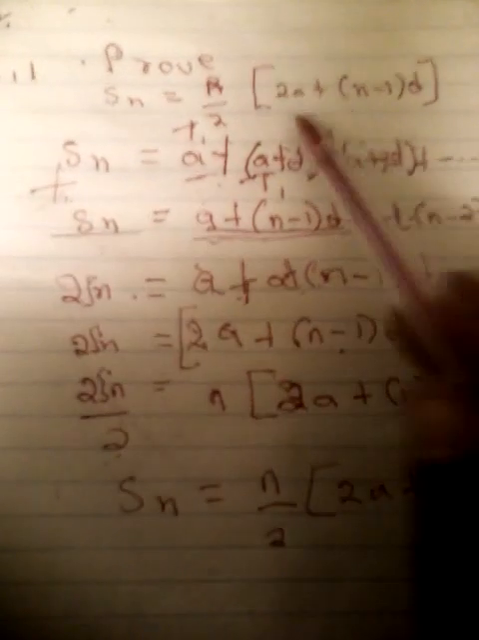So we have proved that the sum of the arithmetic progression is equal to n divided by 2 all into 2a plus n minus 1 d, which is the same as that one. It is the same as that one. This is general. Let's make another example without using the formula.